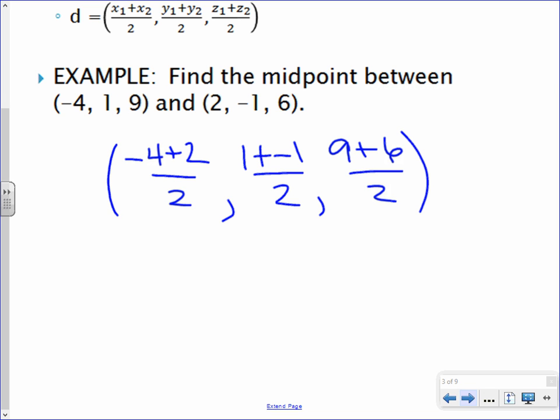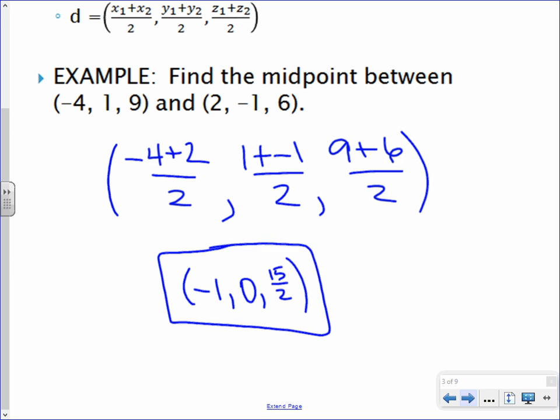Darby, what's our coordinate? -1 and 0 for 2 times. There it is. Can you handle finding midpoint? Okay. Now, why is it important for us to know how to find the midpoint? So we can do equations of spheres. You are exactly right.